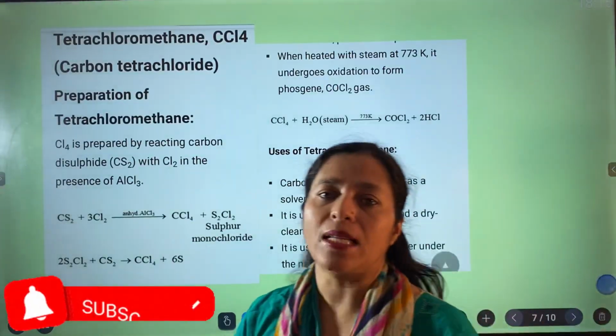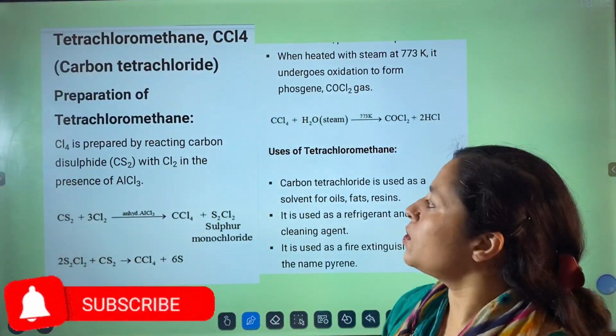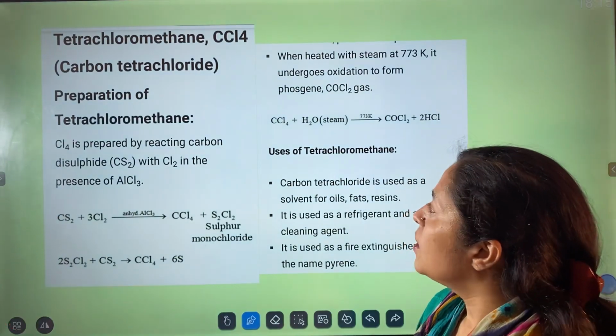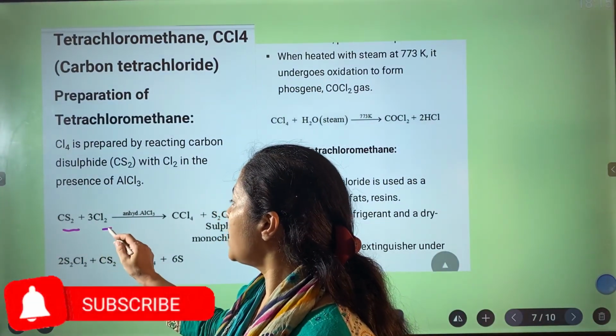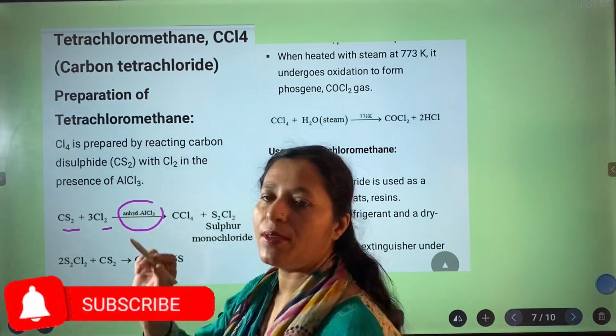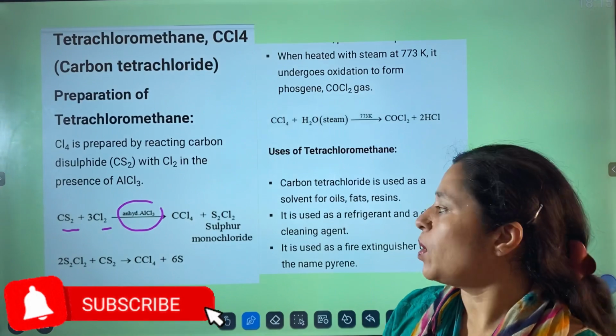The next one is tetrachloromethane. Tetra, as the name suggests, it has 4 chlorine atoms with it. Now how is it prepared? In the presence of carbon disulfide, chlorine and anhydrous aluminium chloride. Anhydrous means that it does not contain any moisture.